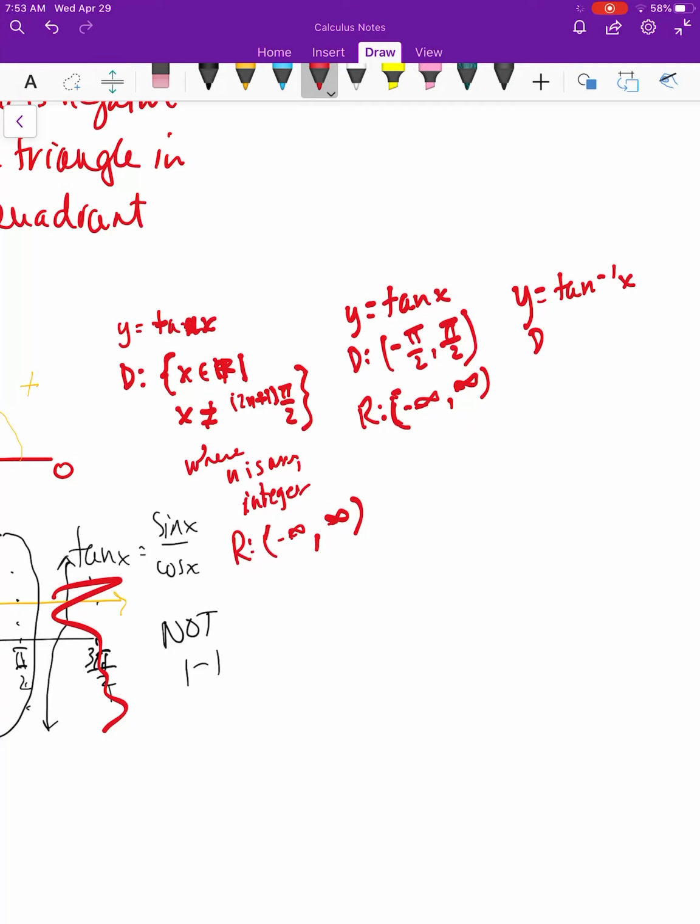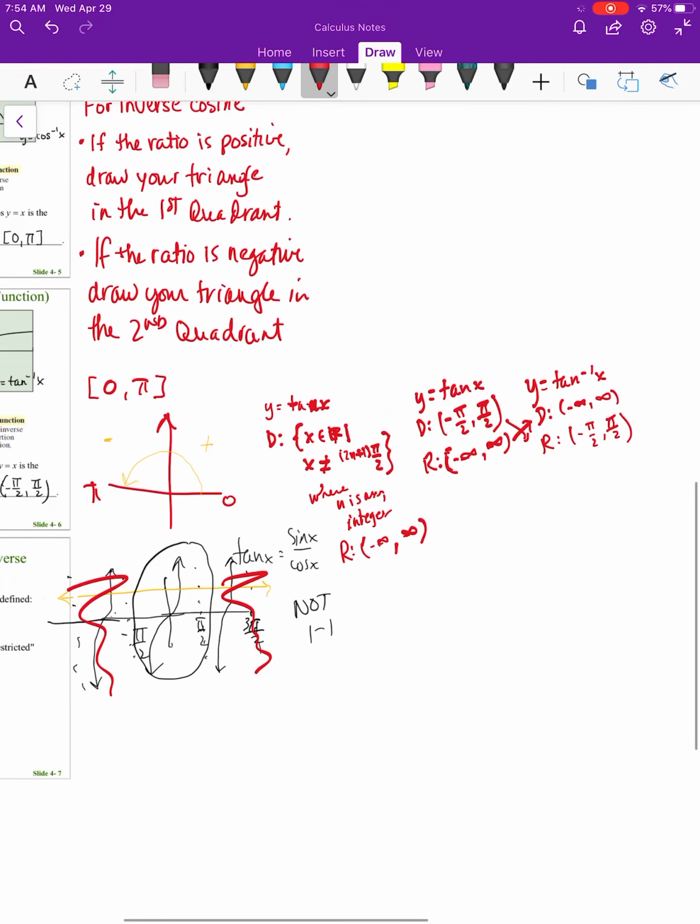And then when it became the inverse and we swapped it, our domain became negative pi over 2 to positive pi over 2, and our range became, our domain became negative infinity to positive infinity. Sorry. Our range became negative pi over 2 to positive pi over 2. I think I said that wrong. I always get ahead of myself.